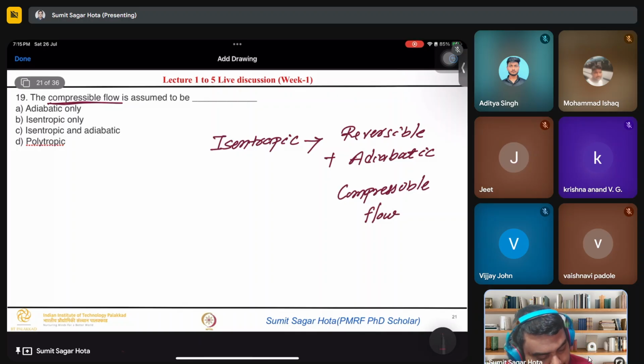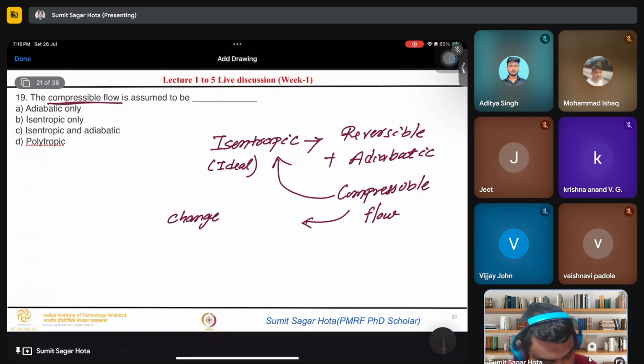So when this compressible flow is isentropic, it is a kind of ideal condition you can write down. And when this isentropic condition applies, it will always be a reversible and adiabatic system. But it can change the fluid density, because it's compressible flow, that's the reason it can change the fluid density.